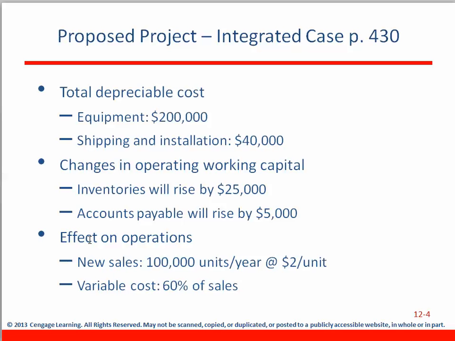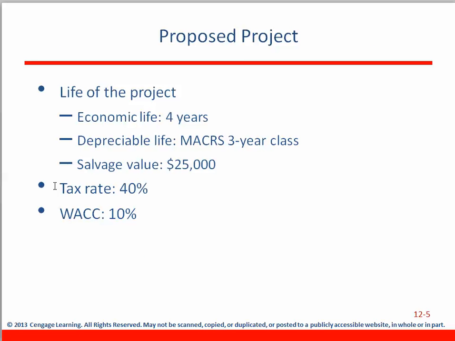The effect on operations is they forecast that sales will increase by 100,000 units a year, and it costs $2 a unit for this product, and variable costs are 60% of sales. The project has an economic life of 4 years and a depreciation life of 3 years, which we will see takes 4 years. Salvage value of $25,000, tax rate 40%, and the WACC is 10%.